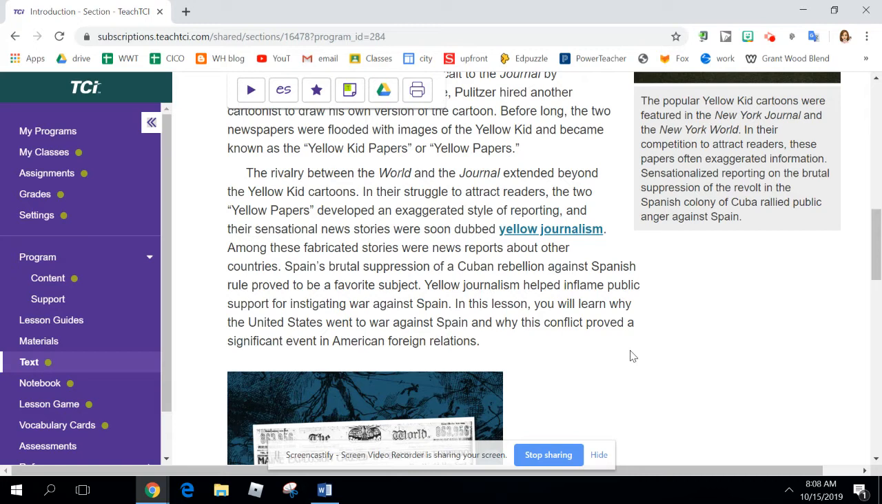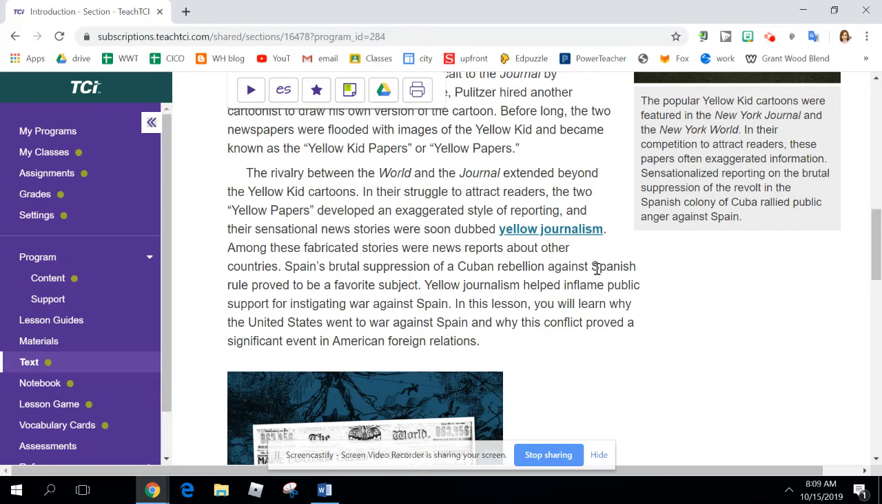Among these fabricated stories were news reports about other countries. Spain's brutal suppression of a Cuban rebellion against Spanish rule proved to be a favorite subject. Yellow journalism helped inflame public support for instigating a war with Spain. In this lesson, we'll learn why the United States went to war against Spain and why this conflict proved a significant event in American foreign relations.